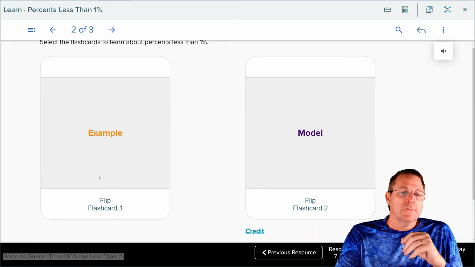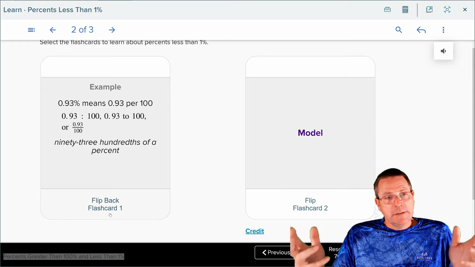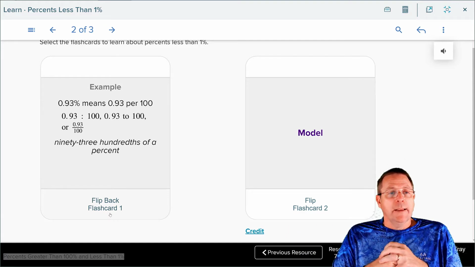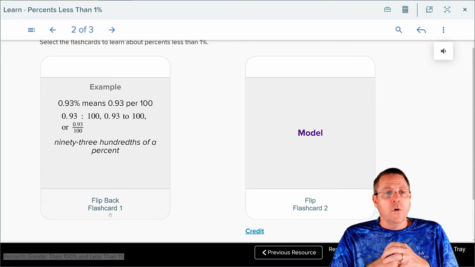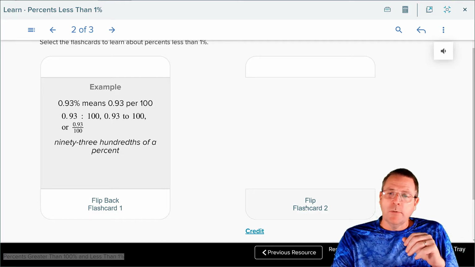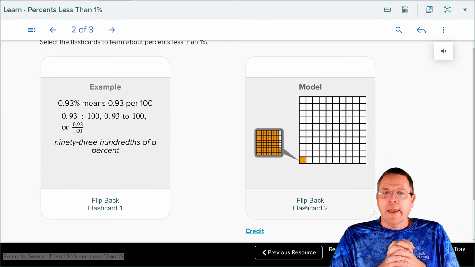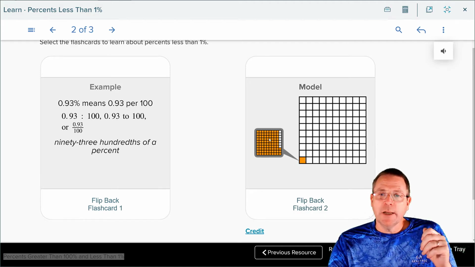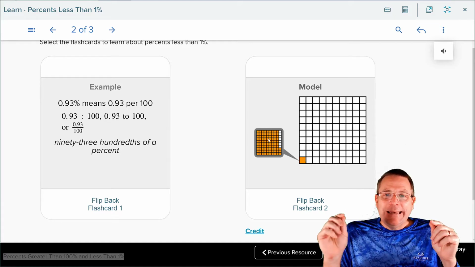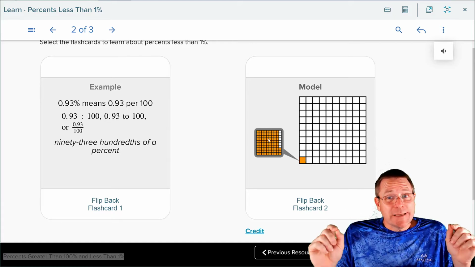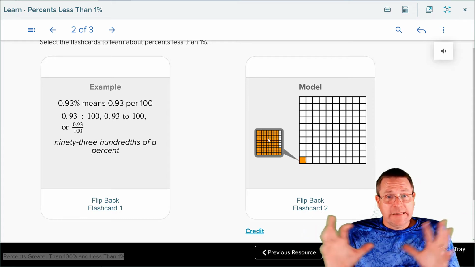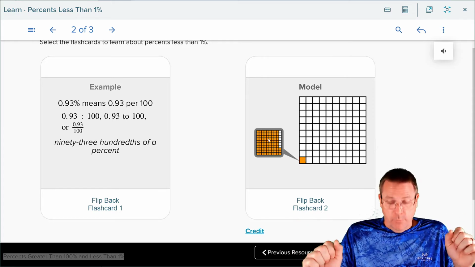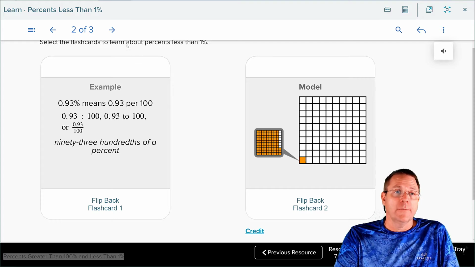So let's look at some flashcards here. This is the way you would write 0.93%. You notice they're using the colon, the word to, and a fraction, but they all mean 93 hundredths of a percent. And if we were to model it, it would look like that. And you can see that in this one little bitty square that they have shaded, they actually have shaded 93 out of 100 little bitty pieces in it. Wow, that's tiny, okay? That's some pretty cool stuff to have to try and comprehend though.